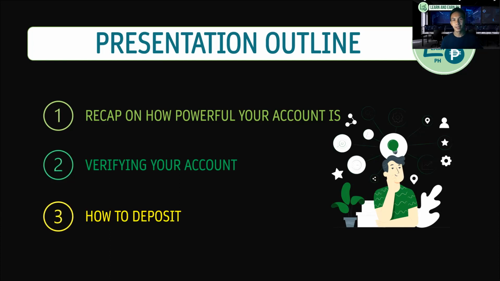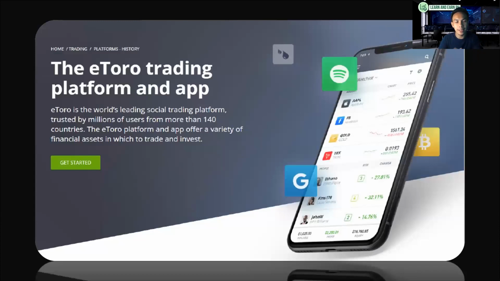Okay, so quick recap, eToro is a trading platform and it is also an investing platform which is available on desktop and mobile versions. It is the world's leading social trading platform and trusted by millions of users. It allows us to trade and invest in multi-assets. Multi-assets meaning stocks, gold, commodities, indices, cryptocurrencies, forex, and many more, that is available with our eToro accounts. See how powerful it is?